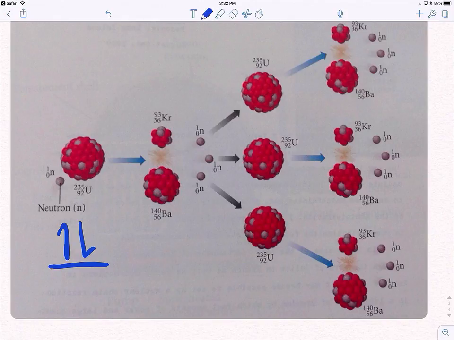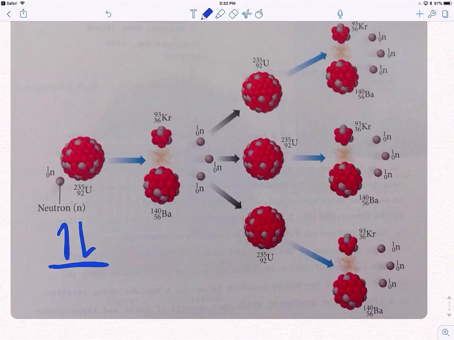Where does the neutron come from initially? Things can undergo spontaneous fission. Most sources agree that uranium-235 will undergo spontaneous fission, and those neutrons will then go, and that's where the nuclear chain reaction starts.